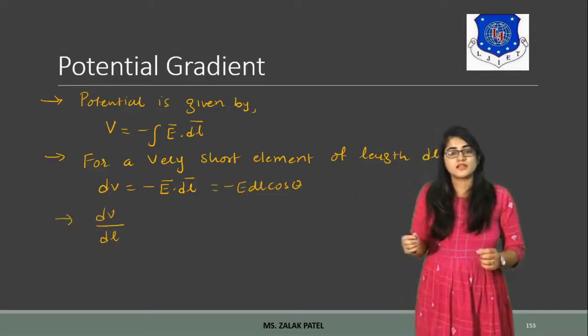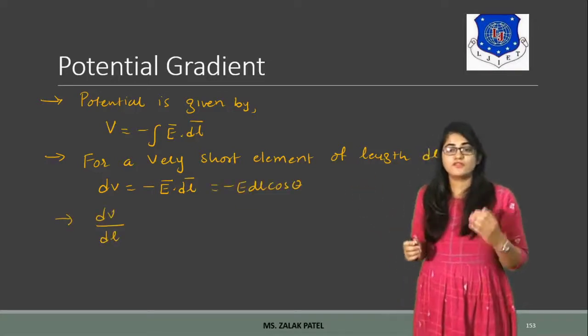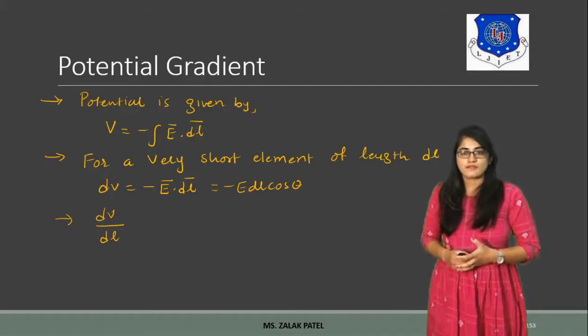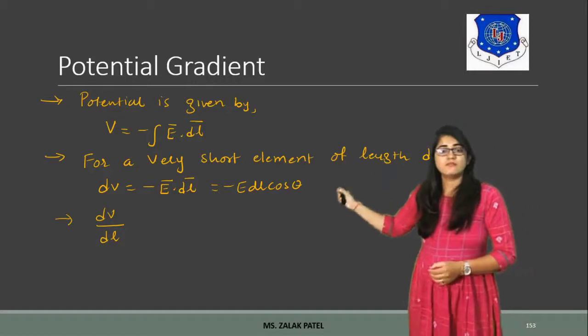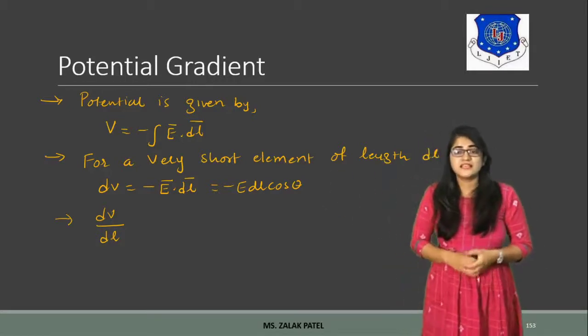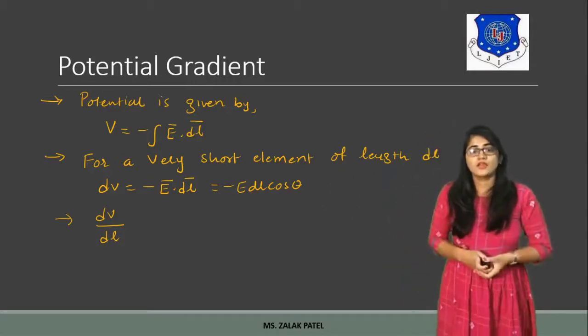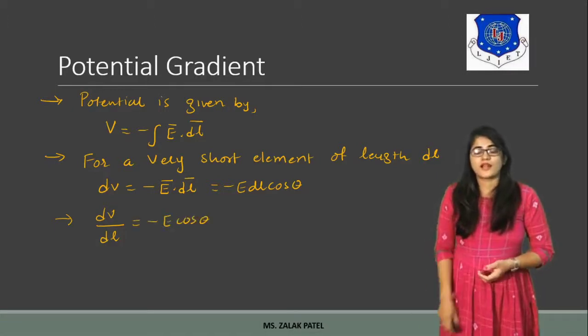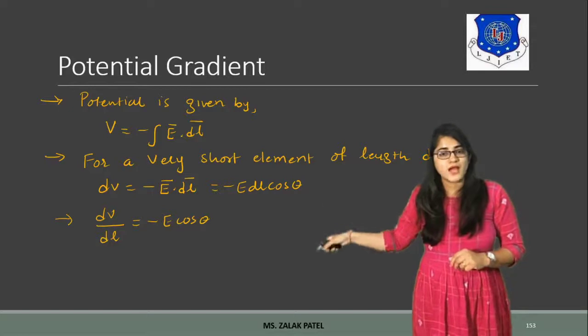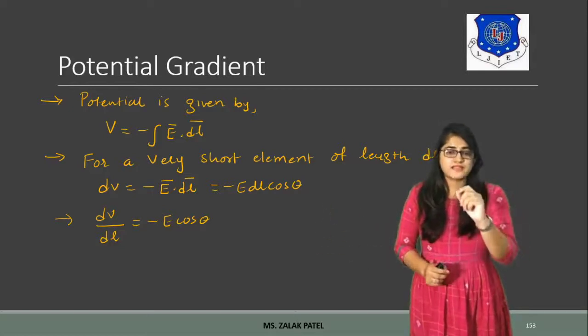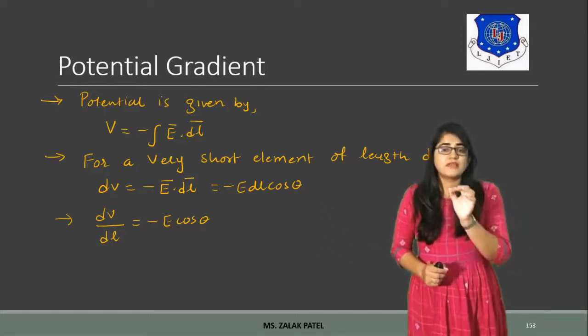In this equation, we know the dot product A bar dot B bar equals AB cos theta. So here E bar dot dl bar means E dl cos theta. If we do dV by dl, then on the right hand side it will be minus E cos theta. Now this minus E cos theta has its maximum value when theta becomes pi.